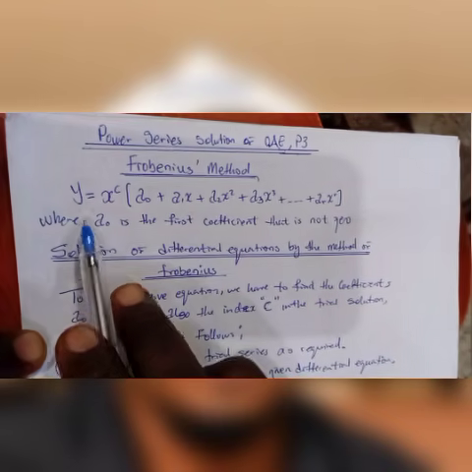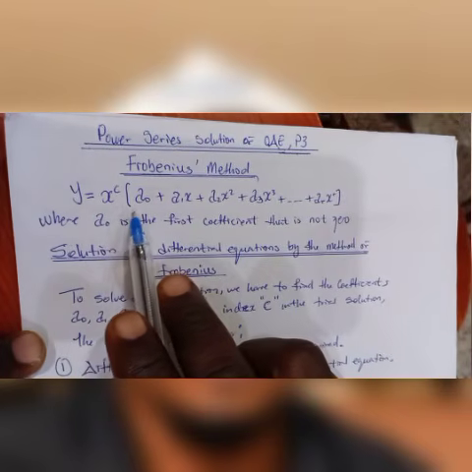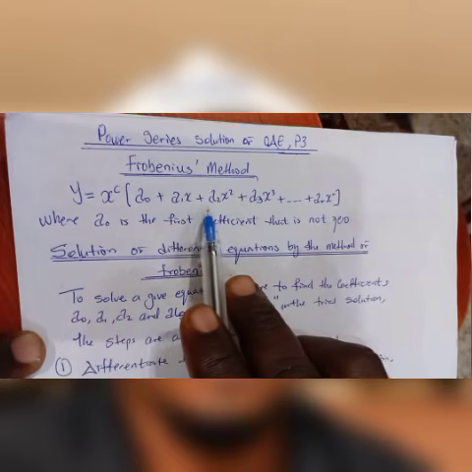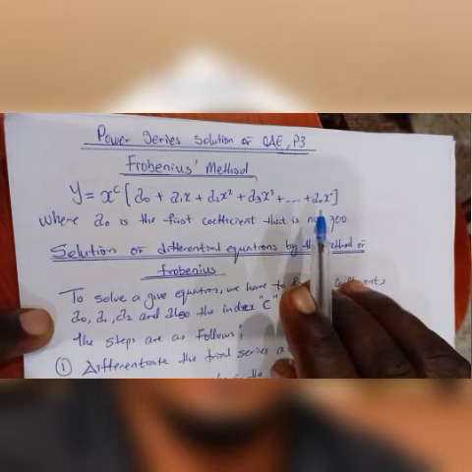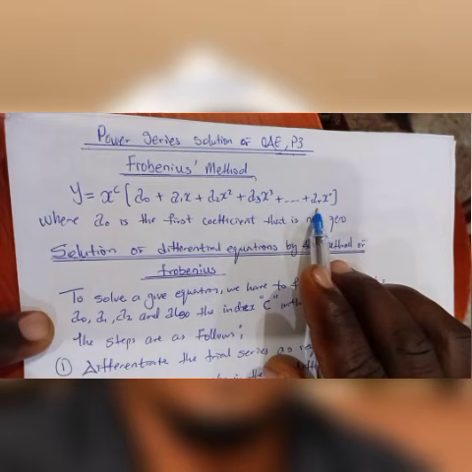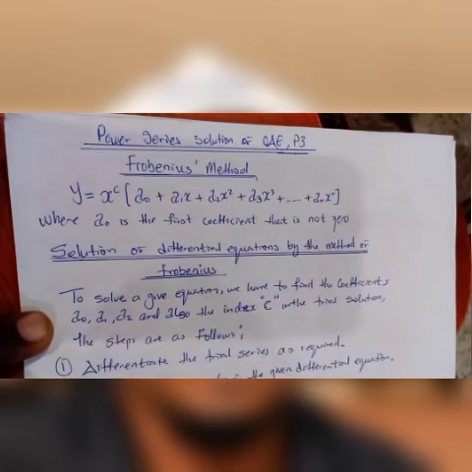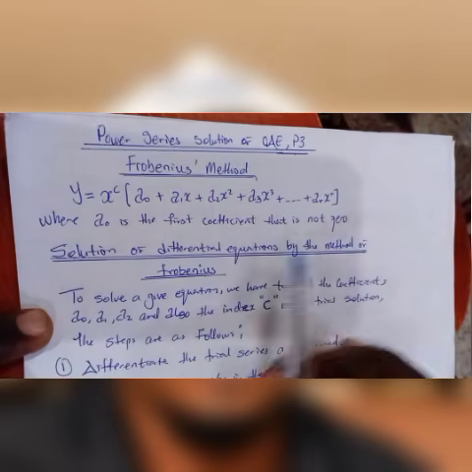Now, this is the formula: y equals x raised to the power c, in brackets, a naught plus a1 x plus a2 x squared plus a3 x cubed, and so on, up to ar x raised to the power r, where a naught is the first coefficient that is not zero.